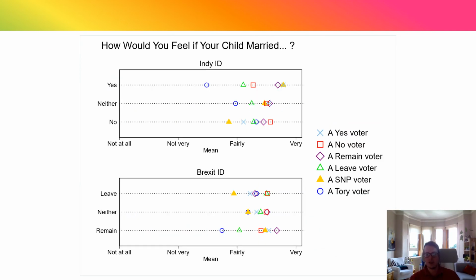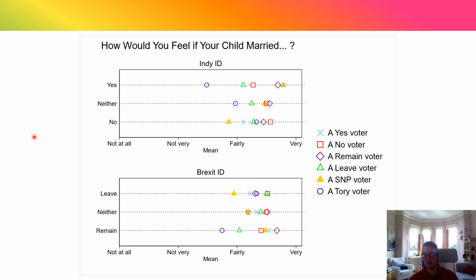We see a similar story coming out of the social distance measures. These graphs show how the average member of each of these independence and Brexit identity groups fell on a scale of how comfortable they would be if their child married somebody from each of these groups. And we know we're cheating slightly by taking the mean on an ordinal scale, but it illustrates it nicely. I suppose the positive news is that most people are pretty tolerant. People tend to be fairly or very comfortable with their son or daughter marrying somebody from a different camp. Although where there is in-group bias, it follows the same patterns as before.